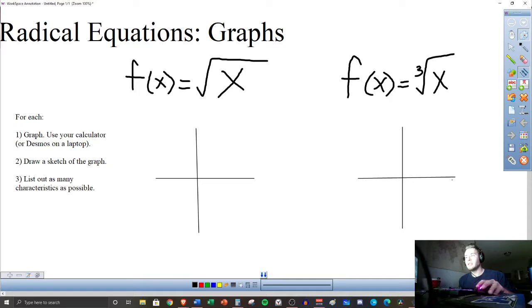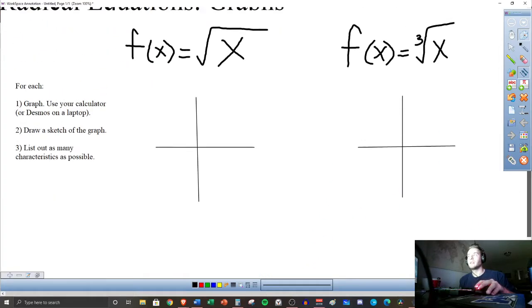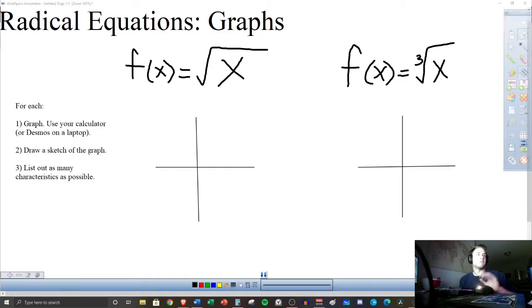And then number 3, you're going to list out as many characteristics as possible. Think about characteristics of graphs that we started the year identifying. That's what we're going to be doing. Any characteristic that you can think of, that's what we want you to do. So let's go ahead and get this paused and give you a moment to do this.